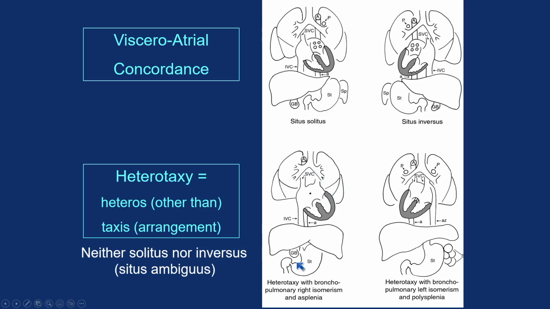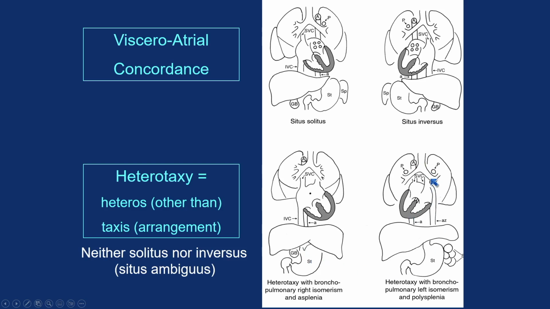So if you have right isomerism, you have 2 right lungs, one on the left and one on the right, with the typical branching pattern of the trachea of a right bronchial system. You have atrial appendages that are right, and you have a midline liver, and the stomach is typically more midline compared to the other system. It can be on the right or on the left, but it's more midline. And typically there is asplenia.